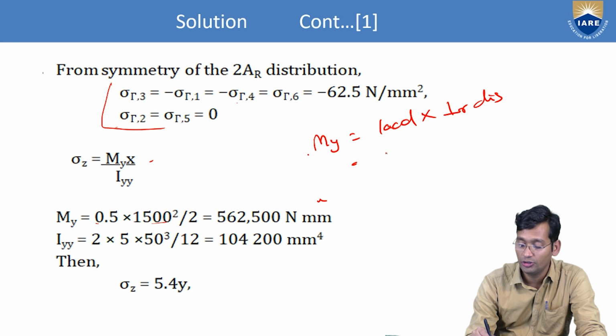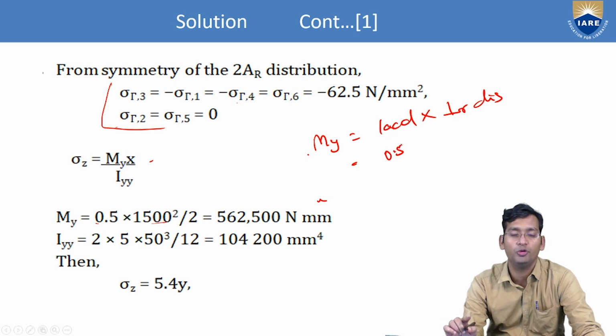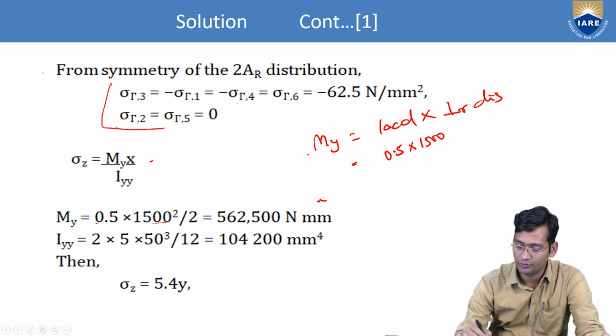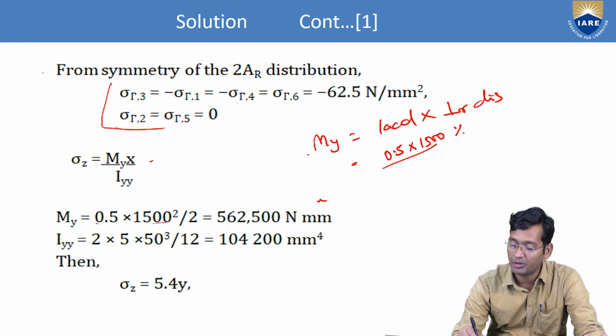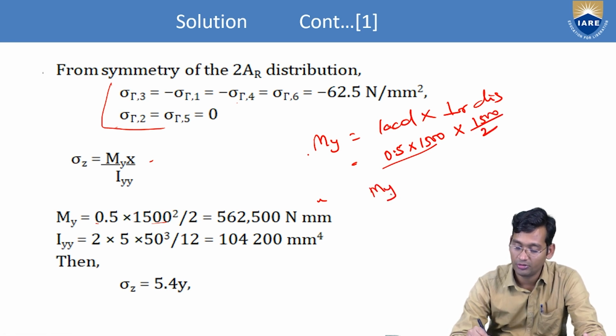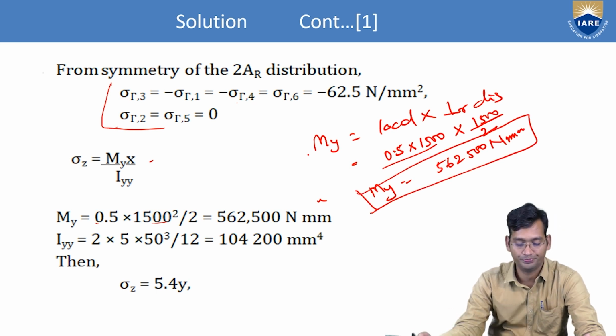So load is how much? 0.5 Newton per mm, per unit length, and that length is 1500. This is the load into perpendicular distance, where it acts at the center. So perpendicular distance is 1500 by 2. After multiplying, My you will get is 562500 Newton mm.